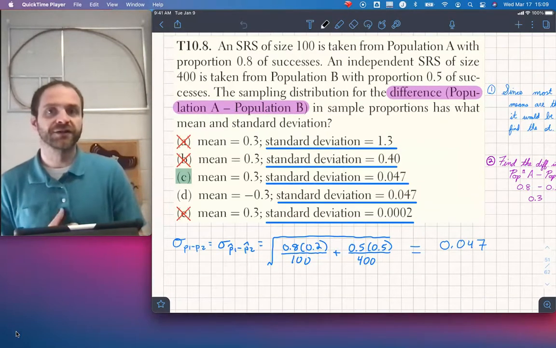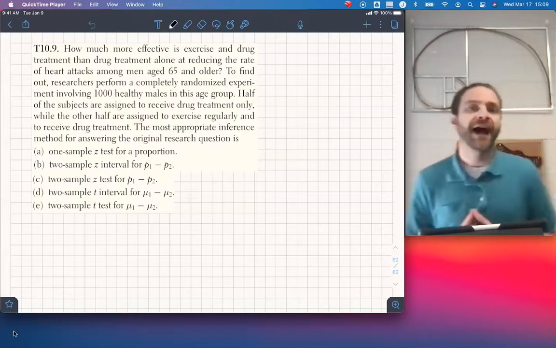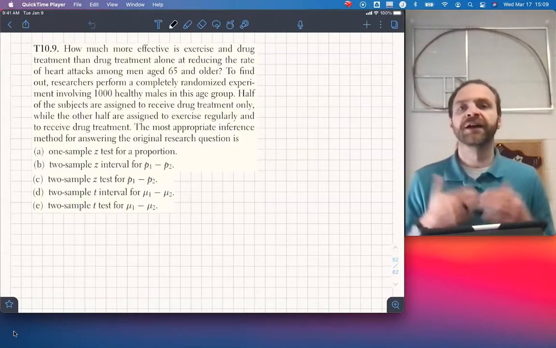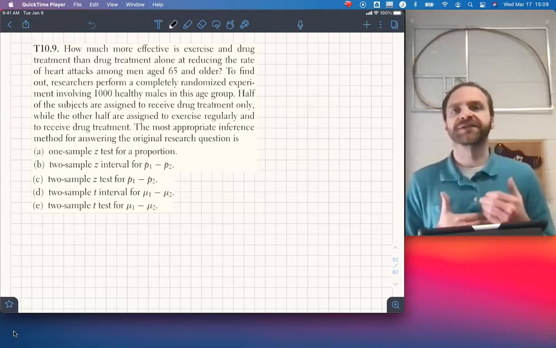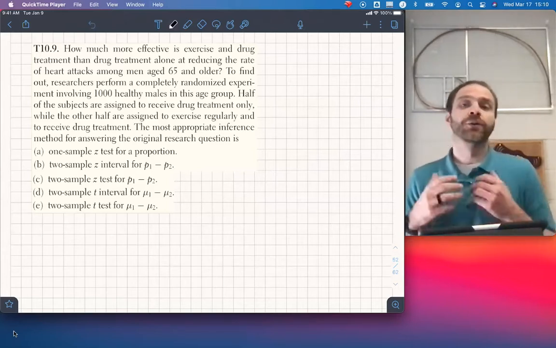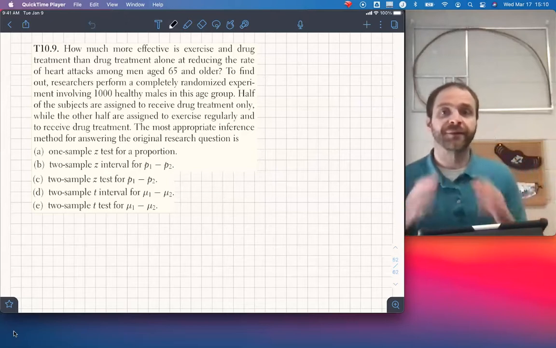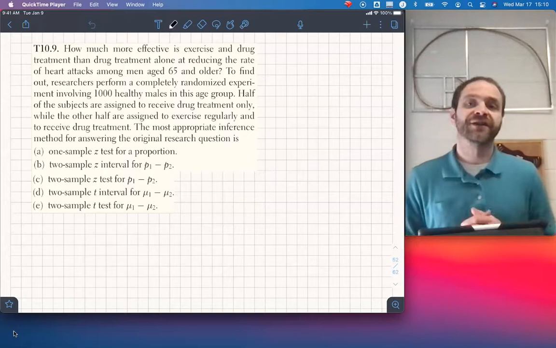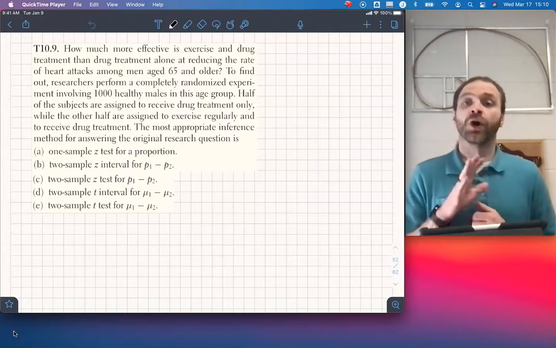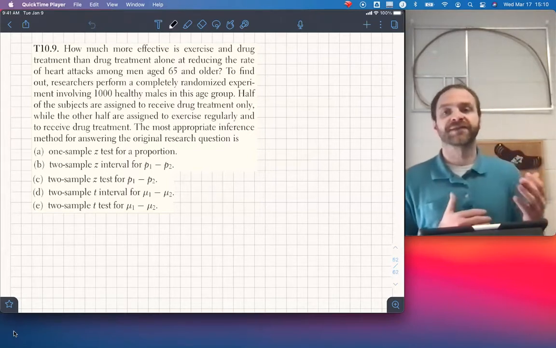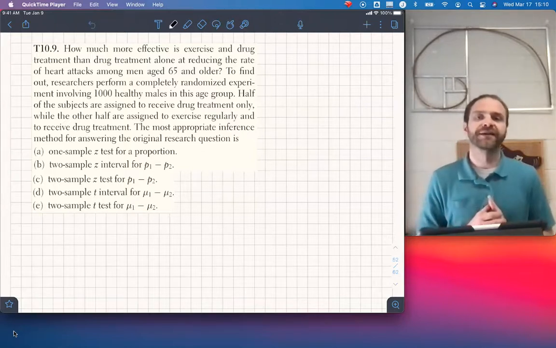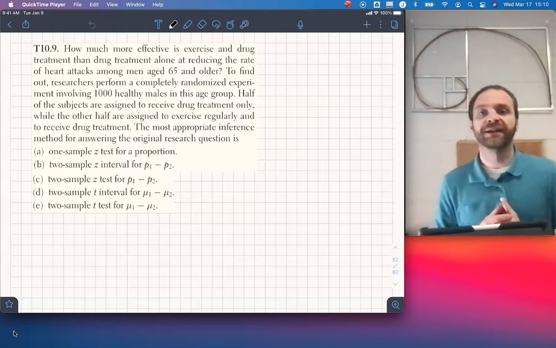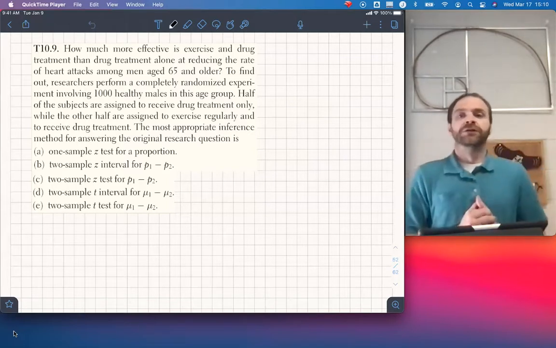Let's move on to question 9. Question 9, how much more effective is exercise and drug treatment than drug treatment alone at reducing the rate of heart attacks among men age 65 and older? To find out, researchers perform a completely randomized experiment, Chapter 4, involving 1,000 healthy males in this age group. Half the subjects are assigned to receive a drug treatment only, while the other half are assigned to exercise regularly and to receive the drug treatment. The most appropriate inference method for answering the original research question is what?